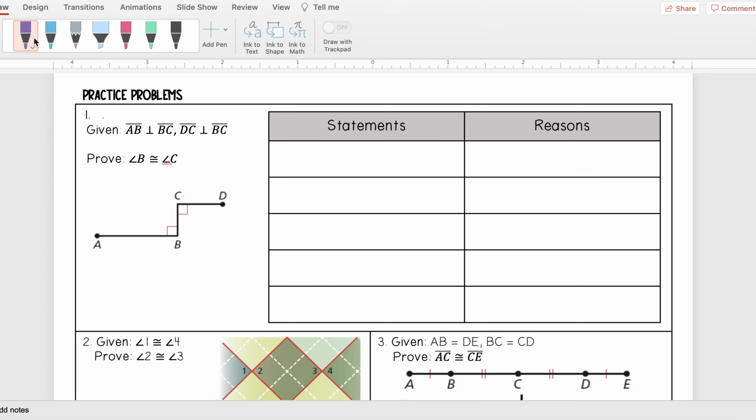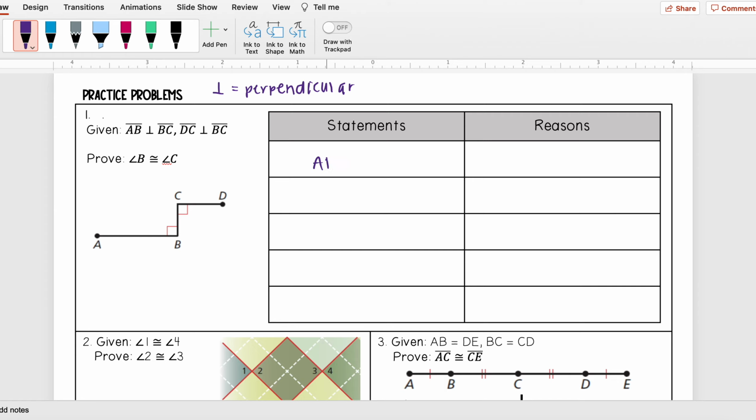Okay, so now let's go into just practicing writing out proofs and filling out all of those reasons to justify each step. So here I'm given that AB is perpendicular to BC and DC is perpendicular to BC. And so again, remember this sign here, that just means perpendicular. So my first step is to go ahead and write my given information. So I'm going to go ahead and write them in two different steps.